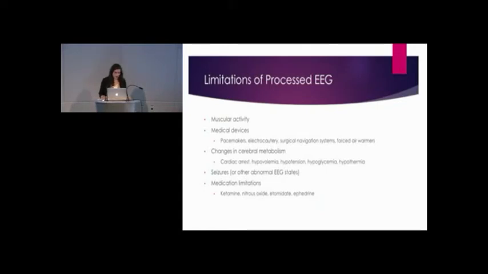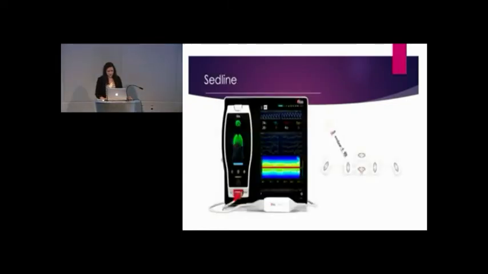So depending on whether you have muscular activity or not, this can confound your results. There's a lot of interference from different machines in the operating room, and you can have different changes in cerebral metabolism that will also affect your processed EEG. Seizures can also affect this, and different medications will have different BIS patterns that will render them, I guess, unreliable according to the manufacturer. And these include ketamine, nitrous oxide, potentially etomidate, and even ephedrine.